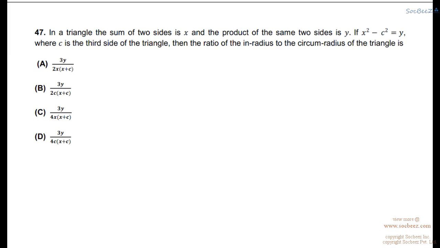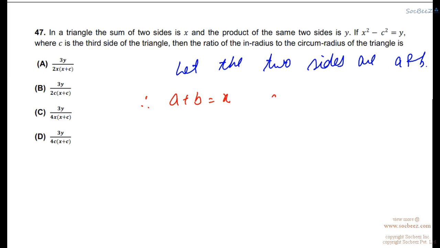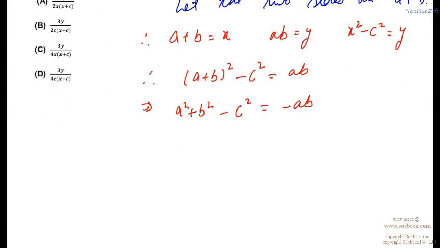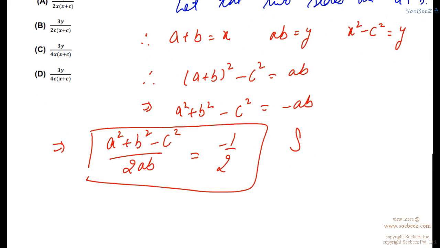Okay, so here in this case, let the two sides be A and B. Therefore A plus B equals x, which is given, and AB equals y, and x square minus c square equals y. So if you substitute it, it simply gets (A plus B) square minus c square equals AB. After expanding this, A square plus B square minus c square equals minus AB, so A square plus B square minus c square upon 2AB equals minus 1 upon 2.